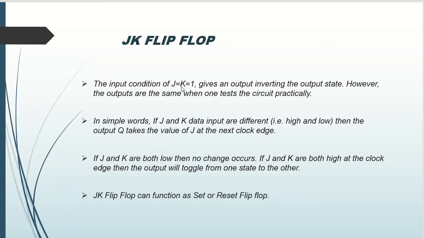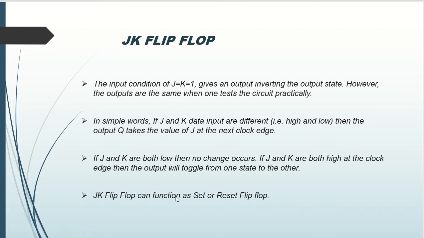JK flip-flop. The input condition of J equal to K equal to 1 should give an output inverting the output state. However, the outputs are the same when one tests the circuit practically. In other words, if J and K data inputs are different, high and low, then the output Q takes the value of J at the next clock edge. If J and K are both low, then no change occurs. If J and K are both high at the clock edge, then the output will be toggled from one state to the other. JK flip-flop can function as a set or reset flip-flop.